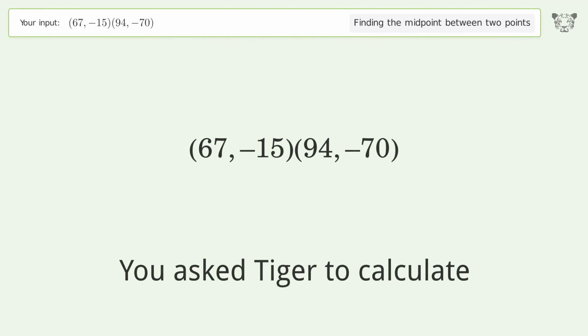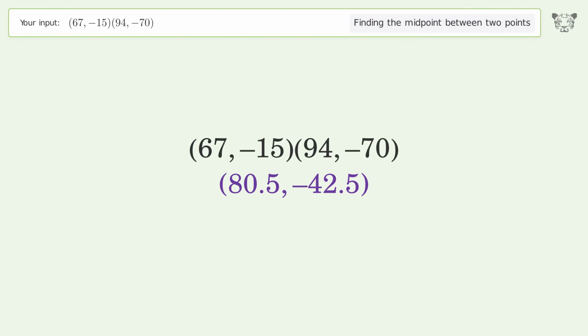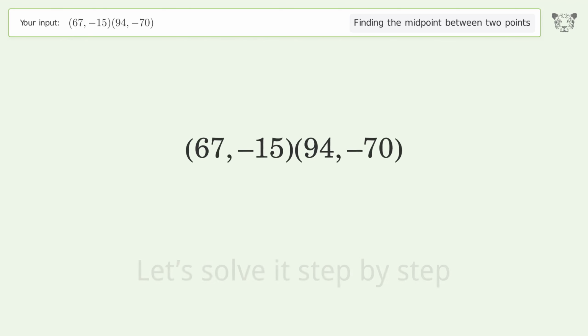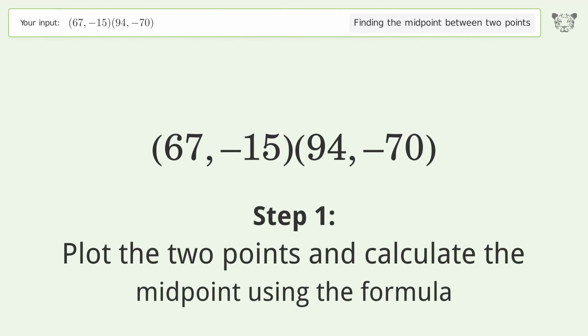You ask Tiger to calculate. This deals with finding the midpoint between 2 points. The midpoint between the 2 points is 80.5, negative 42.5. Let's solve it step by step. Plot the 2 points and calculate the midpoint using the formula.